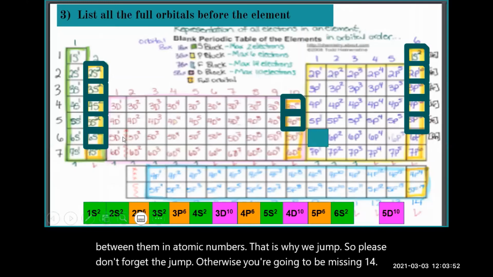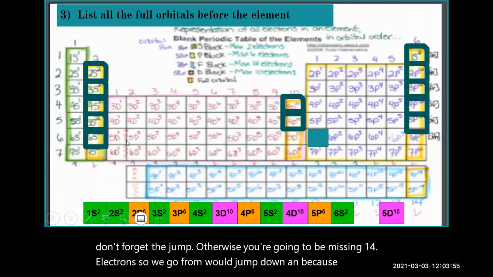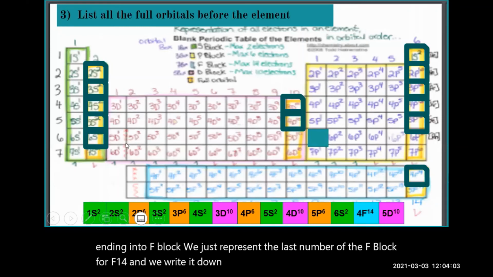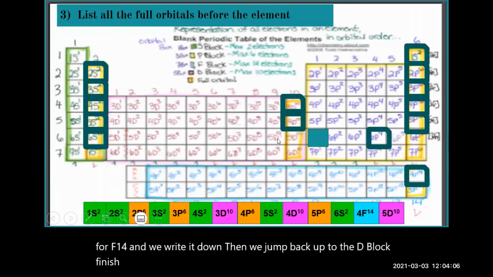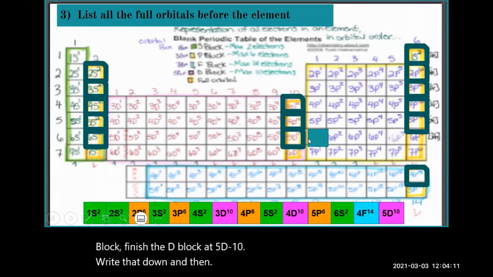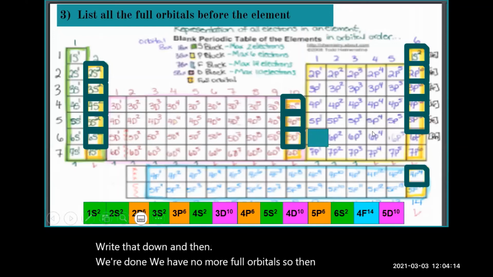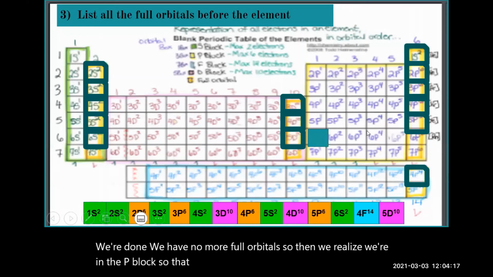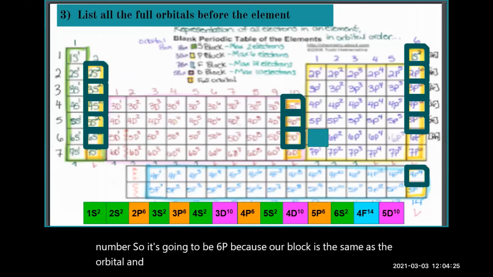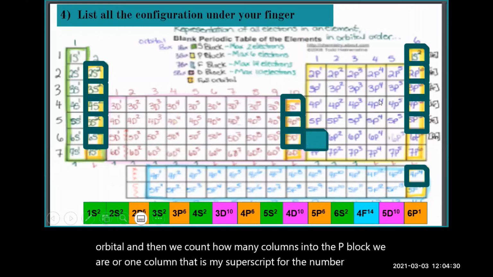So we jump down, and because we're not ending in the F block, we just represent the last number of the F block, 4f14, and we write it down. Then we jump back up to the D block, finish the D block at 5d10, write that down, and then we're done. We have no more full orbitals. So then we realize we're in the P block, so our quantum number is the same as our row number. So it's going to be 6p because our block is the same as the orbital. And then we count how many columns into the P block we are. We're one column. That is my superscript for the number of electrons. So it's 6p1.